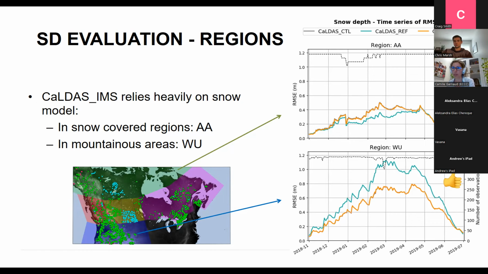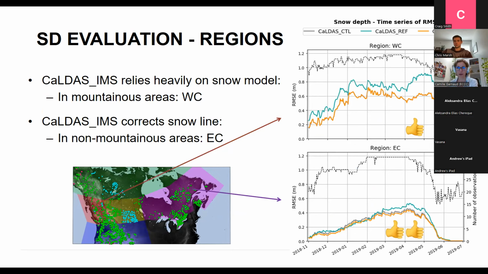In mountainous regions, the blue region here, Western US, there is very little assimilation once again, because we are looking at mountainous regions. We're close to CalDAS control, but we're better than the old analysis. Let's look at two other regions. Western Canada, a very mountainous region again: we rely heavily on the model, and again it's a positive thing compared to the old analysis. And then in a non-mountainous region, the purple one, Eastern Canada, is where the assimilation of IMS data helps the most, because it really corrects the snow line, and we're even better than CalDAS control and CalDAS ref.